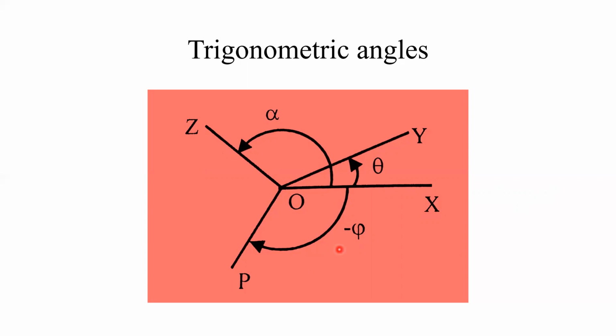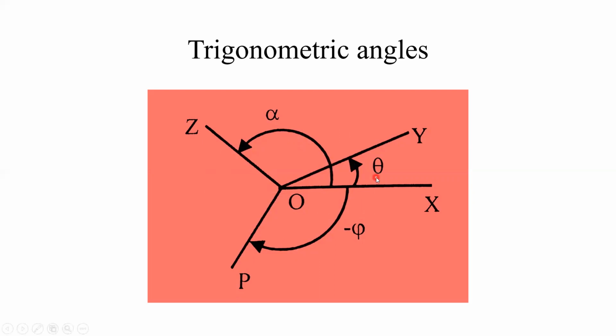So, if the rotation is anticlockwise, the angle formed is positive, and if the rotation is clockwise, that is this way, the angle is considered negative. So a trigonometric angle may take any real value, that is positive or negative.